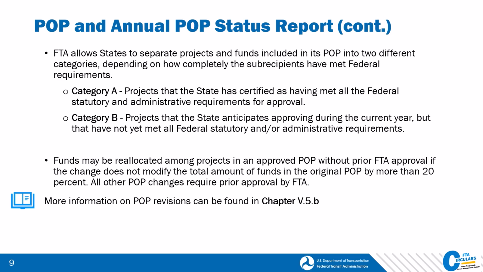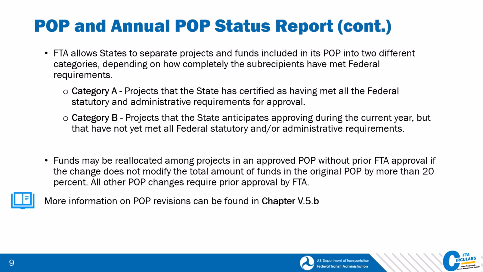For example, a major capital project in Category B may be a project that has not yet completed the National Environmental Policy Act, or NEPA process, or other federal environmental requirements. Projects may also be in Category B when a subrecipient has not yet met all federal requirements.